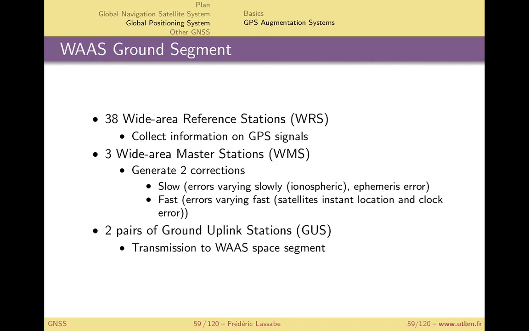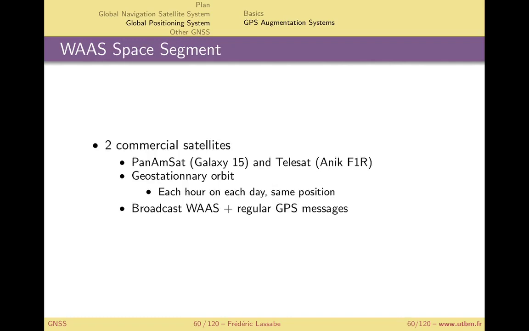footprint of the system. 3 wide area master stations which generate 2 corrections, a slow and a fast, which is applied often. 2 pairs of ground uplink stations which transmit the corrections to the WAAS space segment.